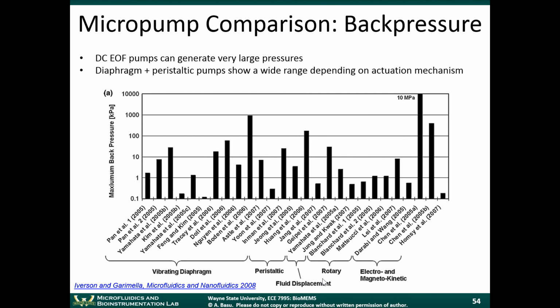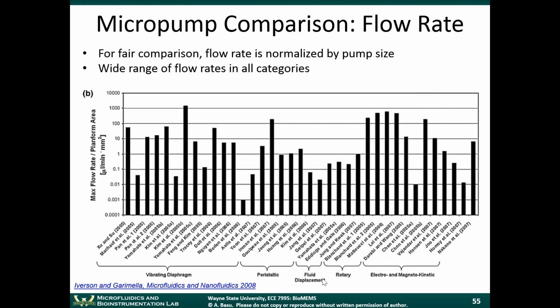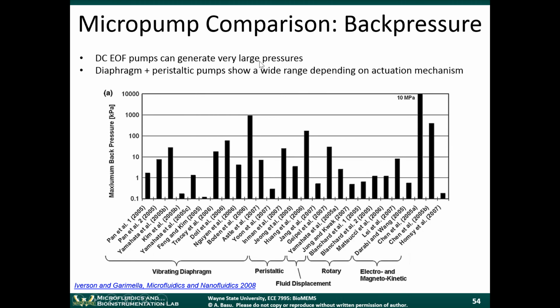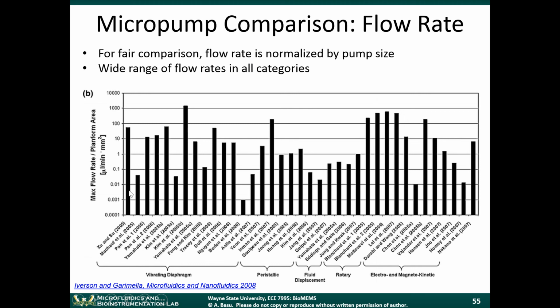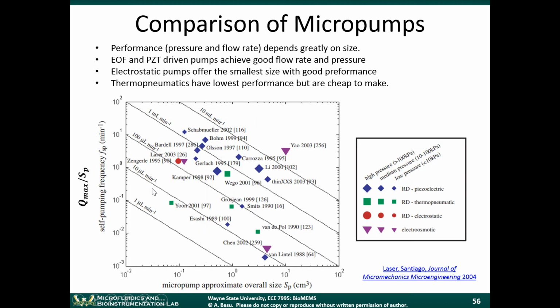From these graphs, you can also see that the flow rate depends hugely on the size of the pump. The back pressures and flow rates that are generated in these pumps, in all three of these graphs, one of the basic things that happens is that the larger the pump is, the more flow rate it can handle. This makes sense, right? If you make the pump larger, it can pump more fluid through there.